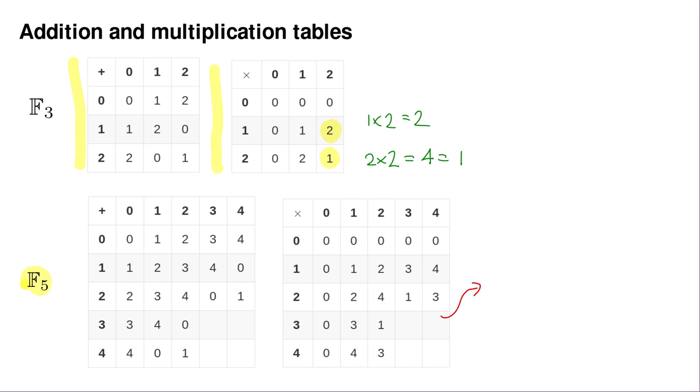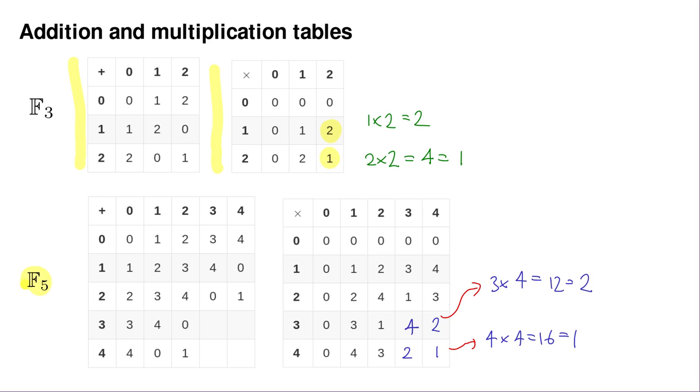I'll show you the full answer on the next page for the multiplication table at least, but let's work some of them out. So in here, the square I've just indicated, this should be 3 times 4 in F5, and 3 times 4 is 12, which in F5 is equal to 2, so that should be a 2. And of course 3 times 4 and 4 times 3 are the same, so I can copy that number here. And this box should be the result of 4 times 4 in F5. 4 times 4 is 16, which is 1 in F5. 3 times 3 is 9, that's equal to 4 in F5.